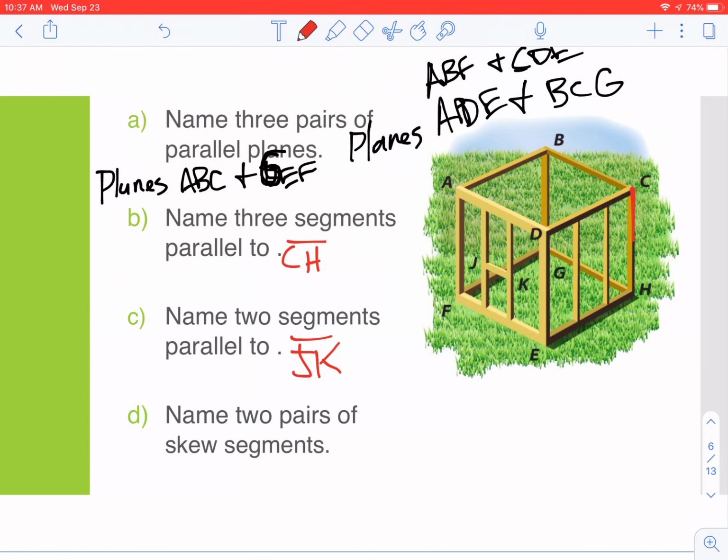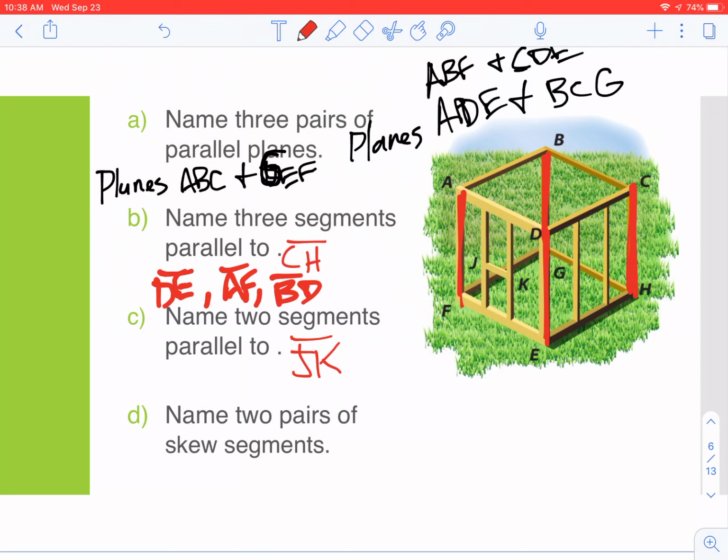Parallel to CH. Here's my CH over here. Name 3 segments. Well, the segments I know of are going to be here, here, and here. So we're going to have DE, line AF, and line BD, line segment I should say.